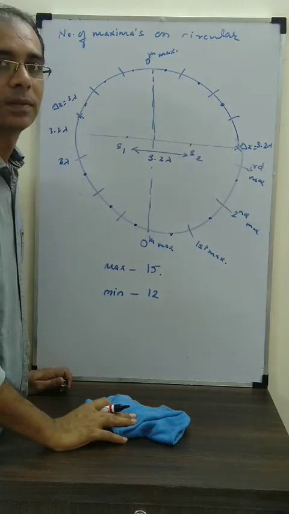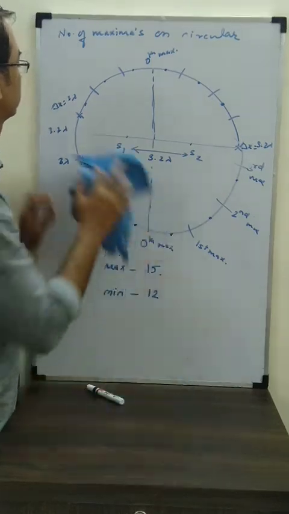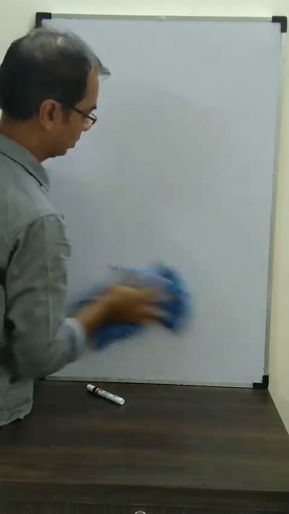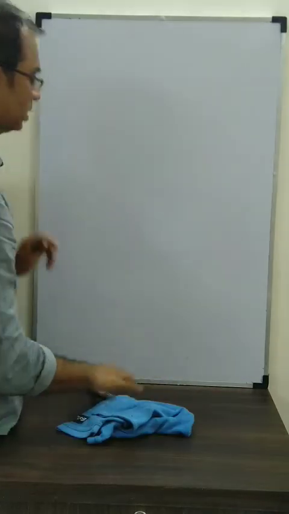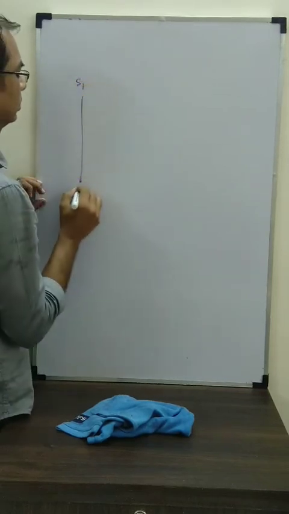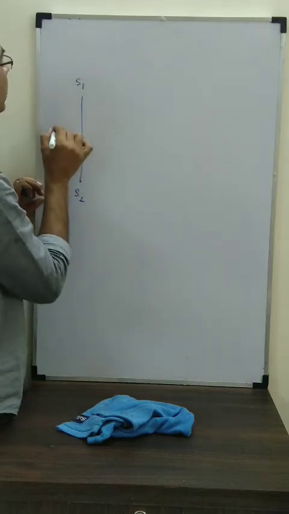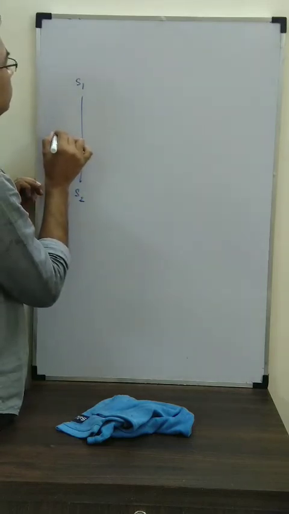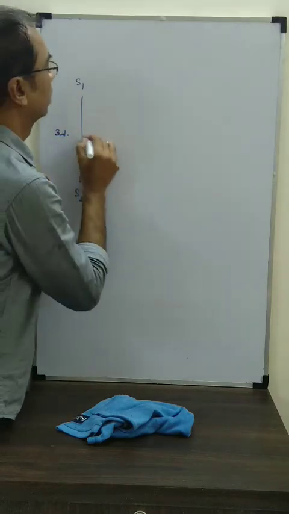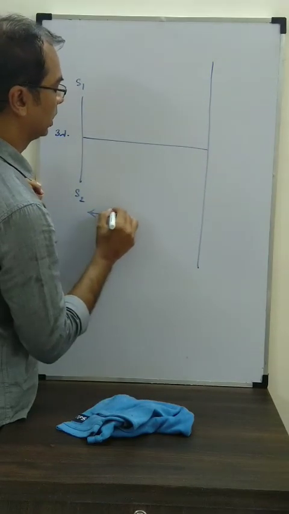Did you understand that? Okay, let's see the next question then. Okay, the next question. Suppose our two sources are like this. And let's assume that the gap between them is 3 lambda. And here the screen is placed at 1 meter.